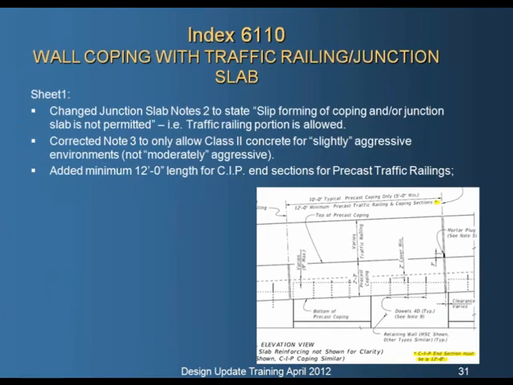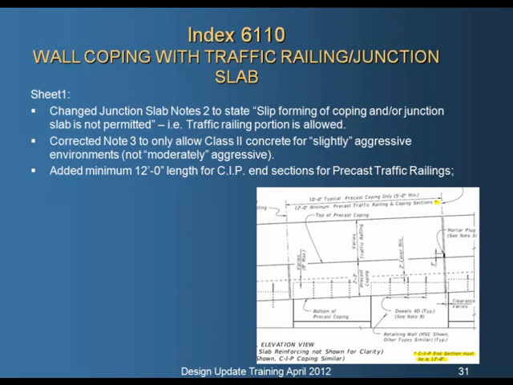On the traffic railing junction slab index, we've also changed the note to allow slip forming of the traffic railing portion. The coping and junction slabs still have to be cast in place with stationary forms. We've also corrected note 3 there, clarifying that only class 2 concrete can be used in a slightly aggressive environment. It said moderately aggressive last year.